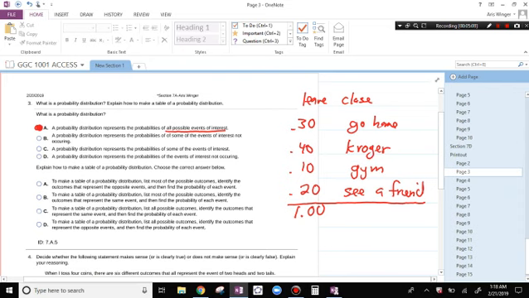Explain how to make a table of a probability distribution. Choose the correct answer below. To make a table of a probability distribution, list all possible outcomes, identify the outcomes that represent the same event, and then find the probability of each event.